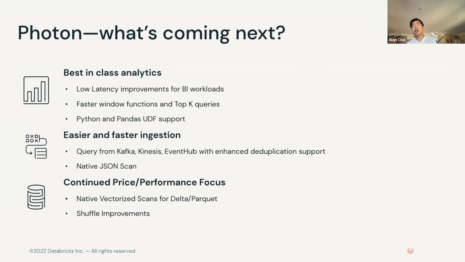Or, "Hey, give me the best salespeople within this region, the top 5 salespeople in this region." There's also order by your sales number with a limit. This is what we call the top K queries. We're going to make this optimization in Photon.